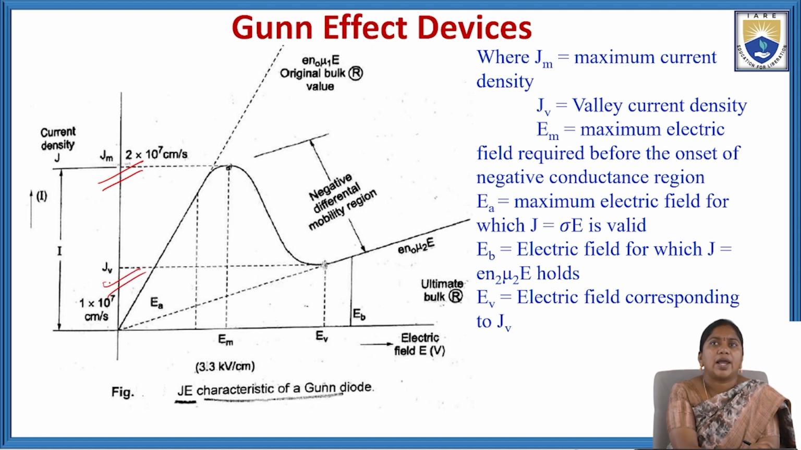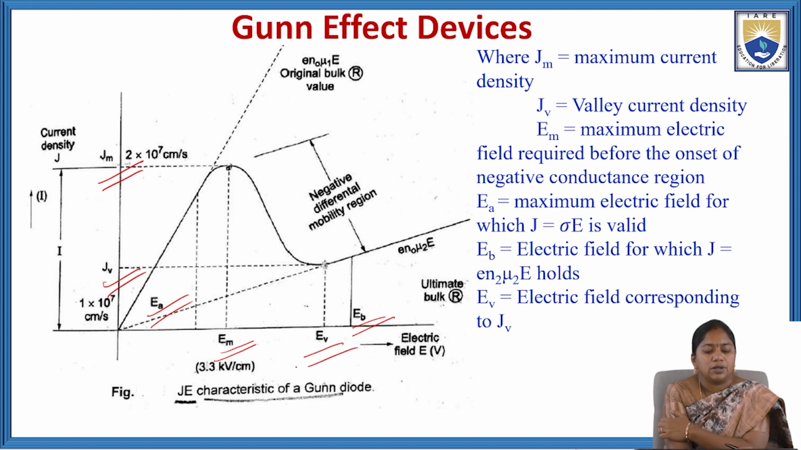So Jm is the maximum current density and Jv is the valley current density. Em is the maximum electric field required before the onset of the negative conductance region. Ea is the maximum electric field for which J equal to sigma E is valid. Eb is the electric field for which J equal to E N2 mu2 into E. So Ev is the electric field corresponding to Jv.